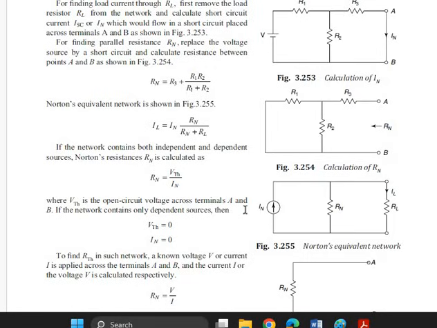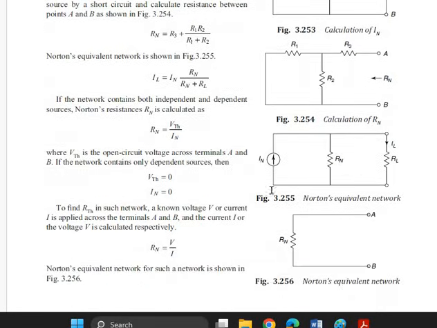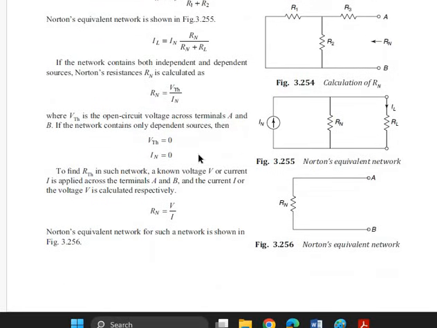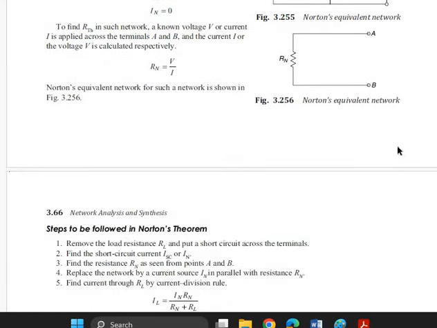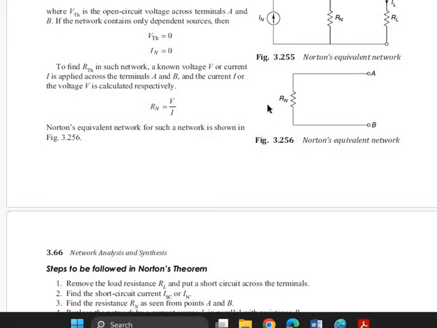If the network contains only dependent sources, then VThevenin is equal to 0 and IN is equal to 0. To find RThevenin in such a network, a known voltage V or current I is applied across terminals A and B, and the current I or the voltage V is calculated respectively by RN is equal to V divided by I. So Norton's equivalent network for such a network has been shown in the figure.